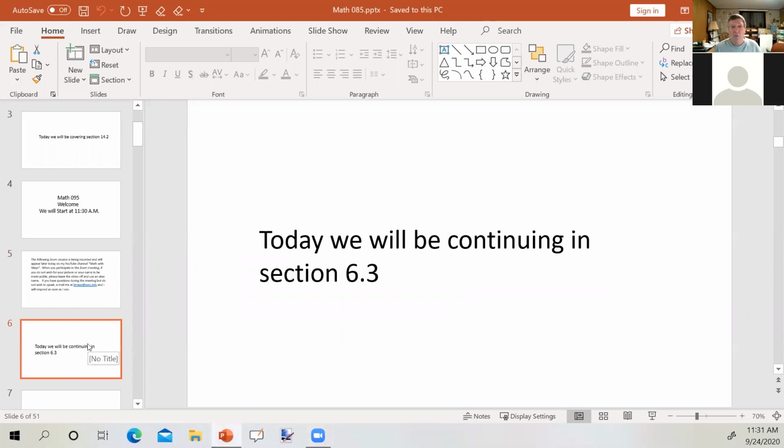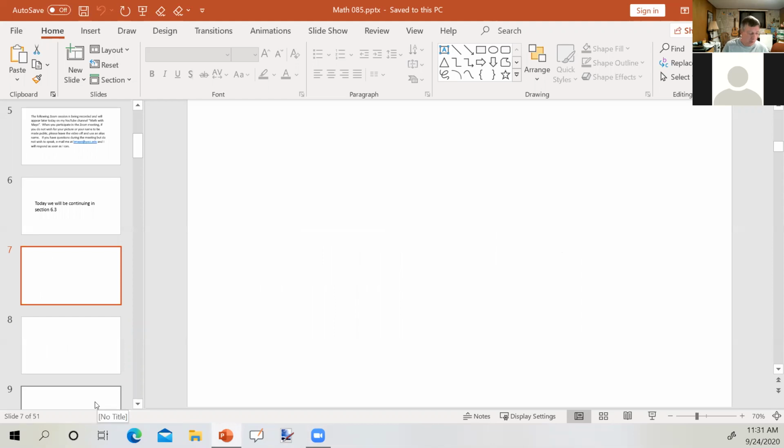And with that, we're going to continue with section 6.3 today. We'll start off answering questions that you have from yesterday, and then we'll look at another method of factoring trinomials with a leading coefficient other than a 1. So with that said, do you have any questions? Everybody's good? Okay, then I will go on.